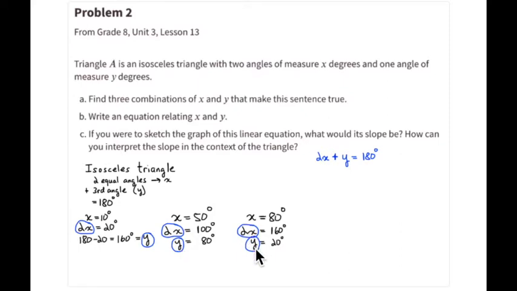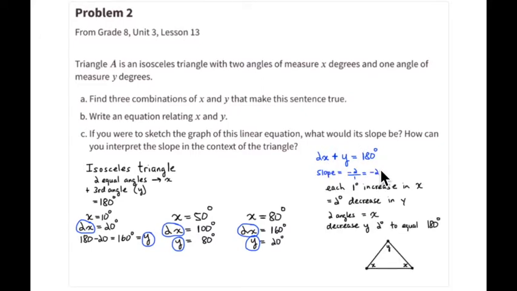2x plus y equals 180 degrees. So the equation is 2x plus y equals 180 degrees. And the slope is -2, because every time I add a degree for x, that's adding 2 degrees total, because there's 2 x's. And so I have to subtract 2 degrees for y, so I have to subtract 2y. So every time I add 1x, I have to subtract 2y. So that's a -2. I have to take 2 away from the y degrees for every 1 degree that I increase x. So that's a slope of -2.